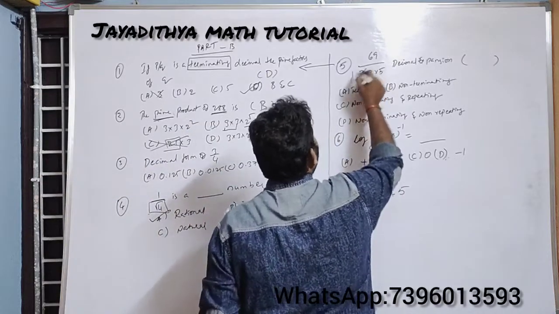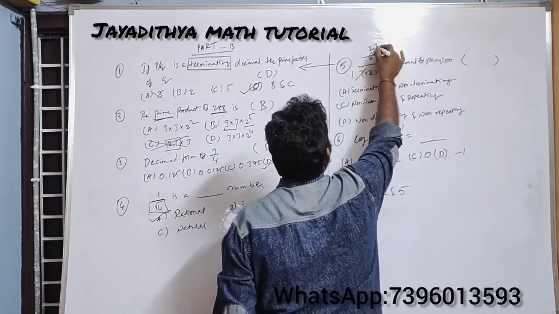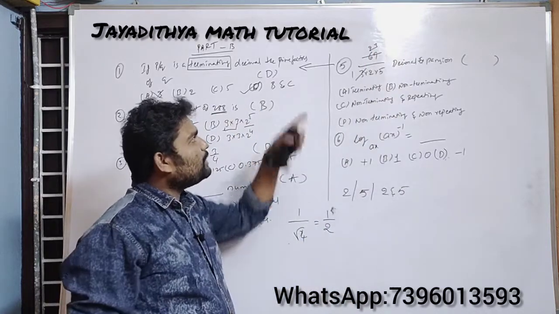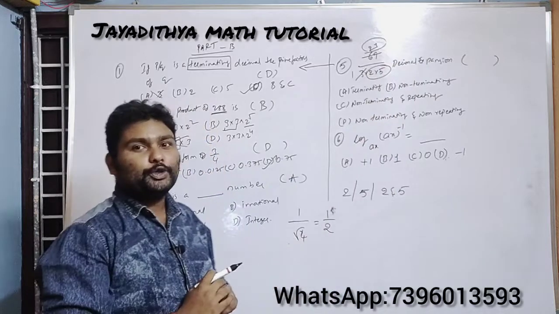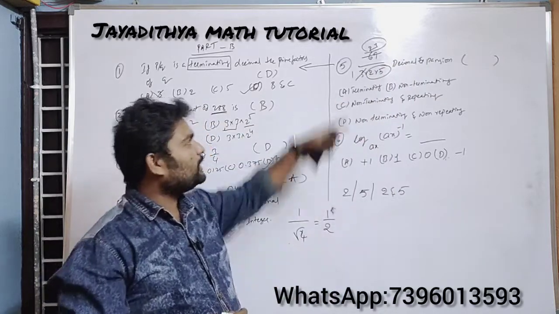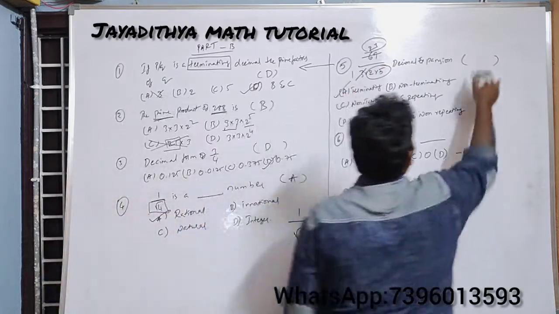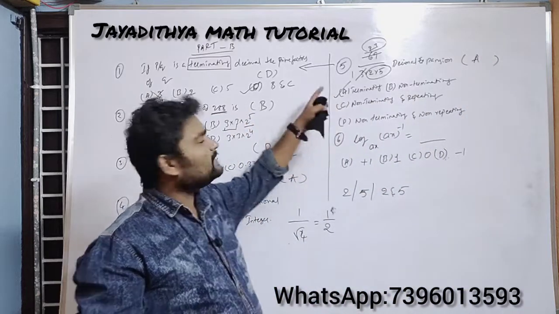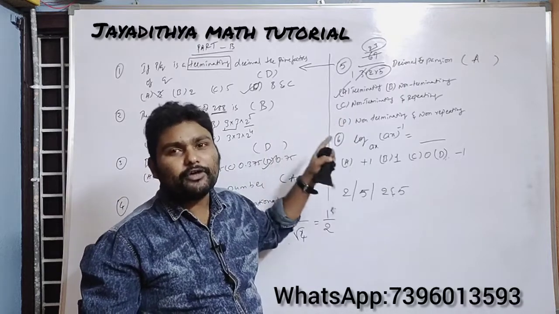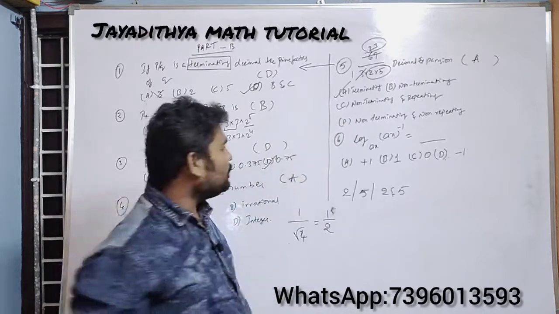You can simplify this like this: 3 ones are 3, 3 twos are 6, 3 threes are 9, so 69 by 3 is 23. So now the fraction is 23 by 2 into 5. In the denominator you have 2 and 5. So what should it be? It should be a terminating decimal. So the answer is A. Most of the students have written wrong for this one. This kind of question will decide who gets 10 out of 10 and who does not.